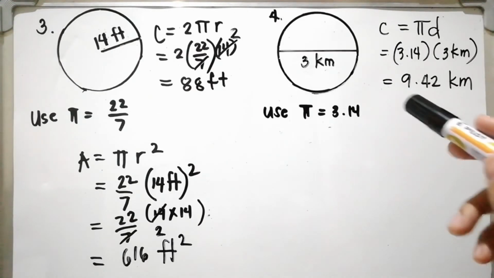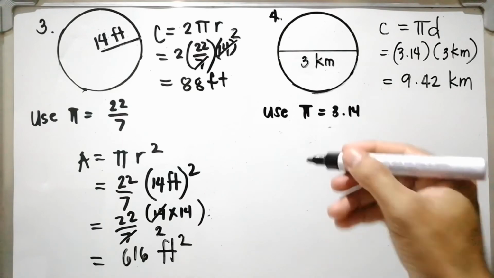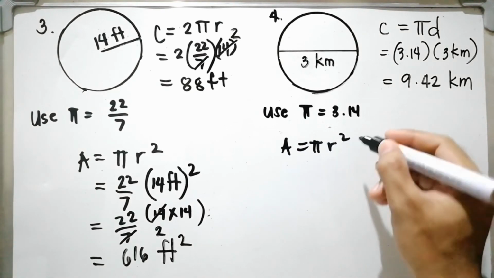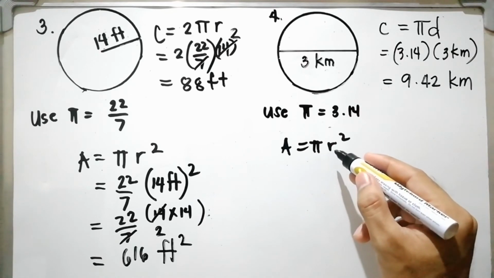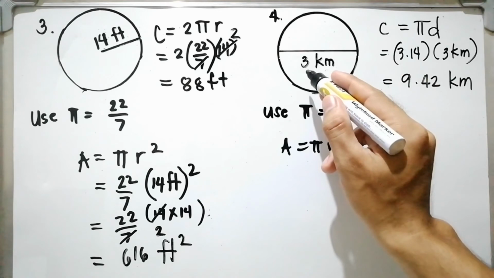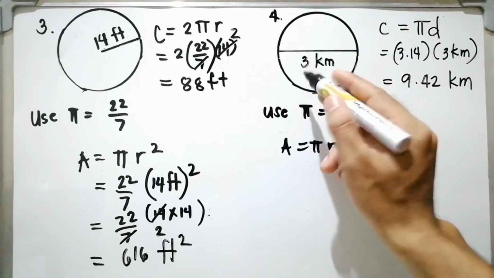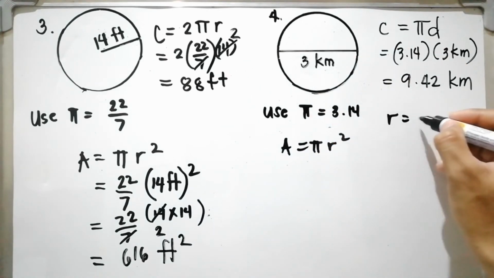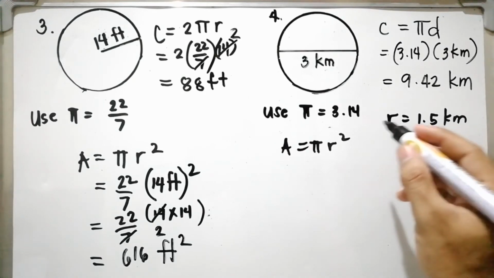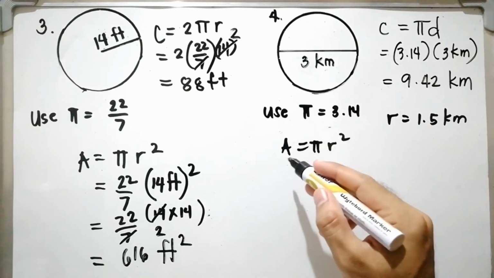For the area of the circle, again, A equals pi r squared. We need the value of r, or the radius. The radius is half of the diameter. The diameter is 3 kilometers. What is half of 3? So r is equal to 1.5 kilometers.